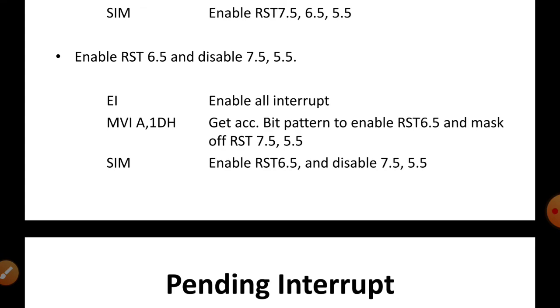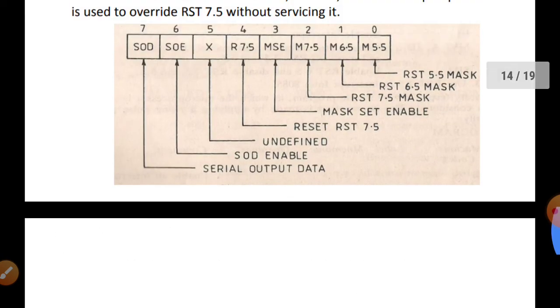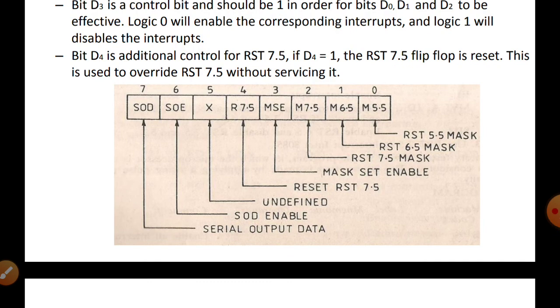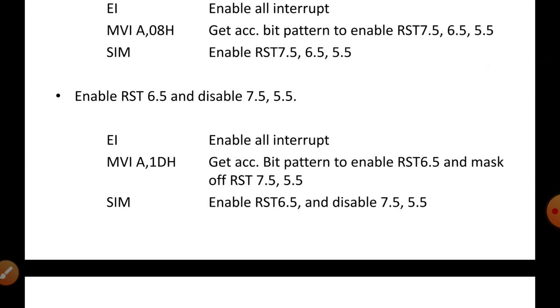If RST 7.5 has to be reset, for that particular purpose we have to put the D4 bit as 1 and the rest of the bits 0. So whenever we do this, we get 1D, and this 1D is put into the accumulator, and when the SIM instruction is executed, it is going to enable RST 6.5 and it is going to disable RST 7.5 and 5.5.